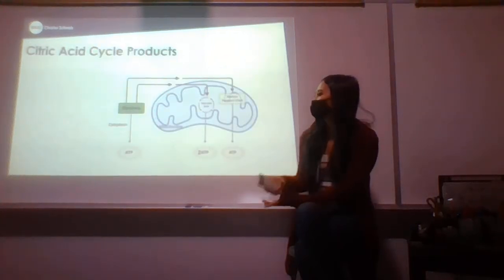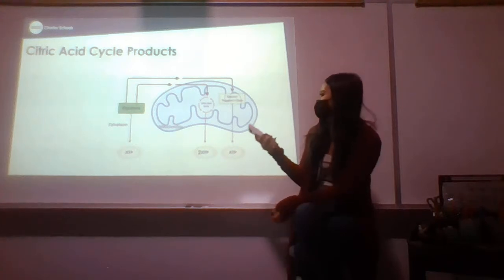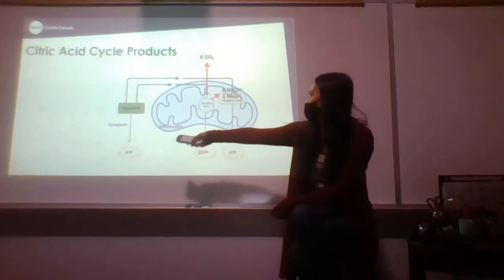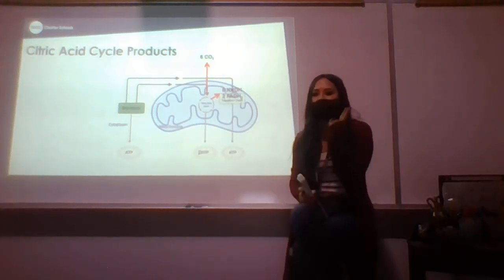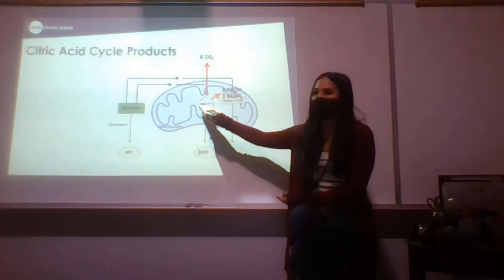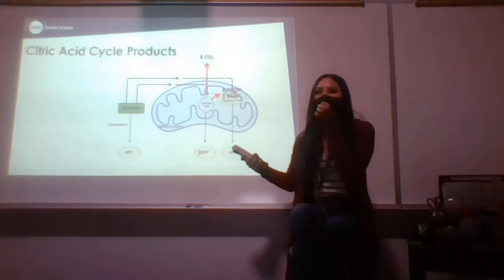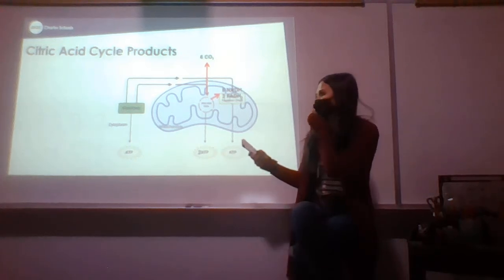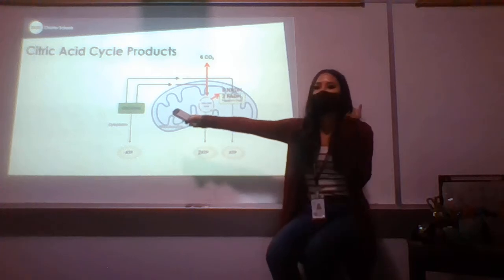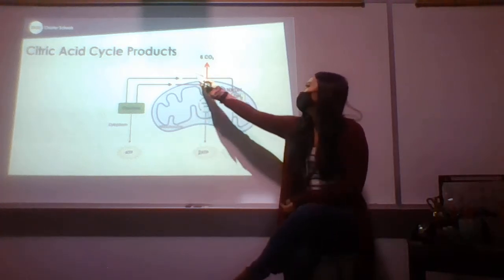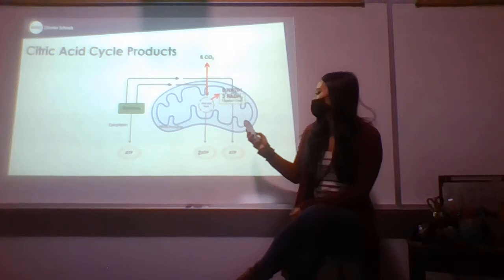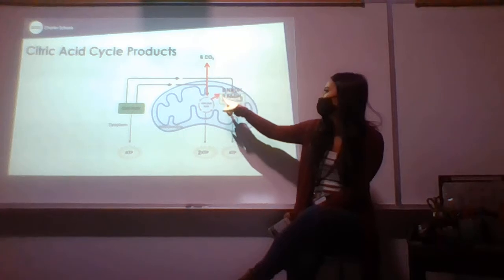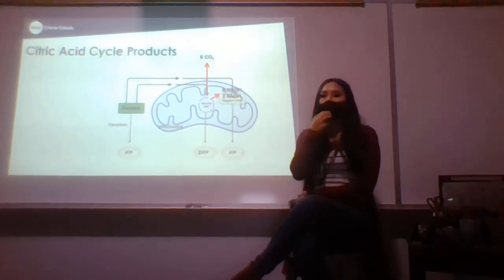All right, so let's just review a little bit what we have done so far. Glycolysis gave us 2 ATP. It also gave us 2 pyruvic acid molecules that went into the citric acid cycle. Those 2 pyruvic acid molecules were oxidized and used in a series of reactions to create more products. And in glycolysis, we also had 2 NADH molecules that went into the electron transport chain. The citric acid cycle also produced 8 NADH molecules and 2 FADH2 molecules.